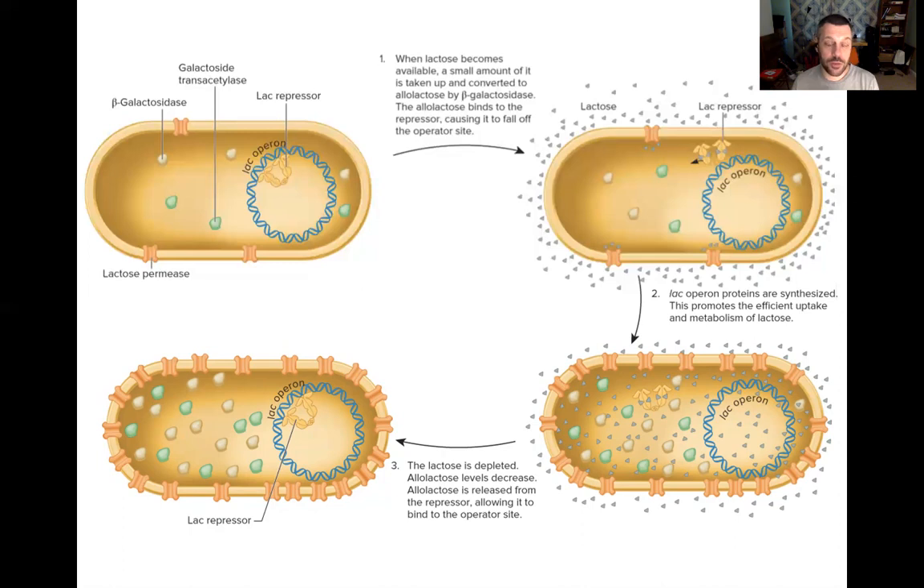That means that levels of the inducer, allolactose, are also going to go down, which means there's less inducer to bind to the repressor, which means all of a sudden there's a greater chance that the Lac repressor is going to be on the Lac operon.